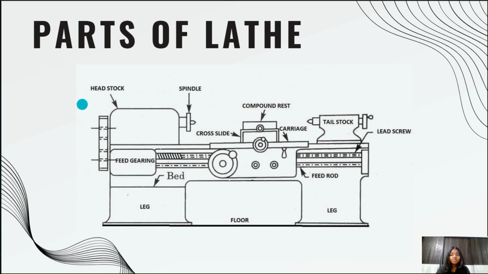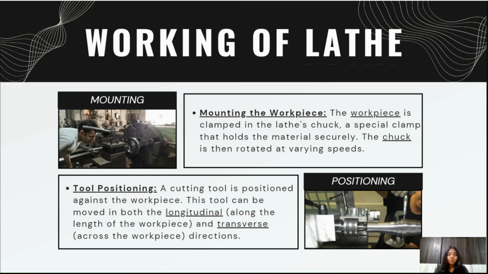Here you can see the line diagram of lathe machine along with its parts such as bed, headstock, spindle, tailstock, feed rod, lead screw, etc., as we have already examined in the last slide. Moving forward to the working principle of lathe machine, the first step is mounting of the workpiece, where the workpiece is clamped in the lathe's chuck, a special clamp that holds the material securely.